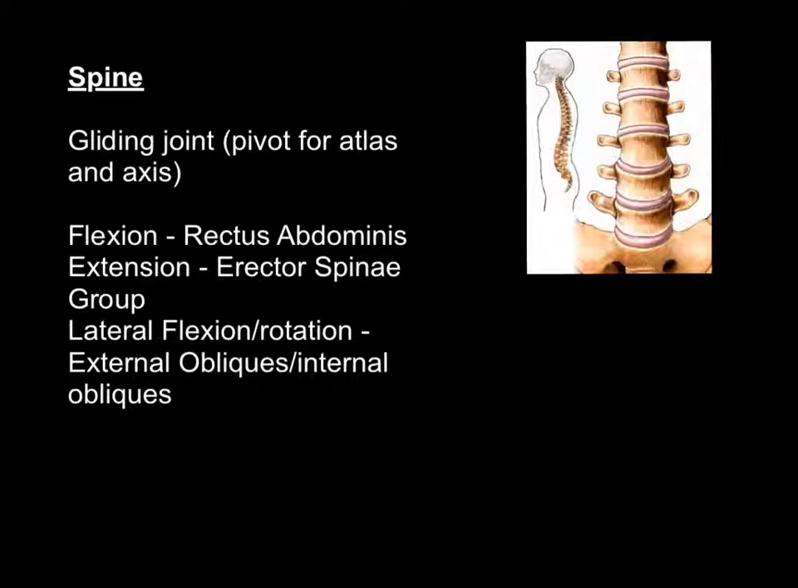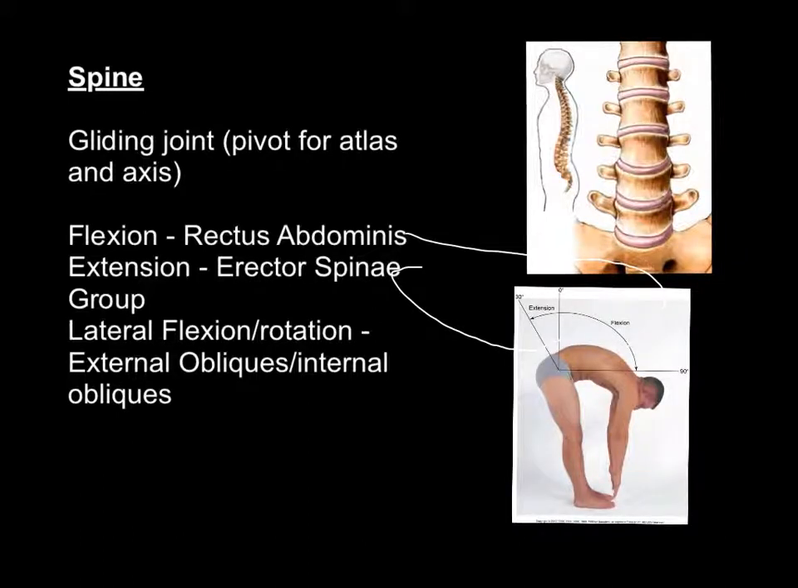The movements that you do need to be aware of for the spine are flexion, extension, and lateral flexion or rotation. For flexion, the muscle responsible for spine flexion is the rectus abdominis, sometimes commonly referred to as the abs. So spine flexion will be caused by the rectus abdominis.